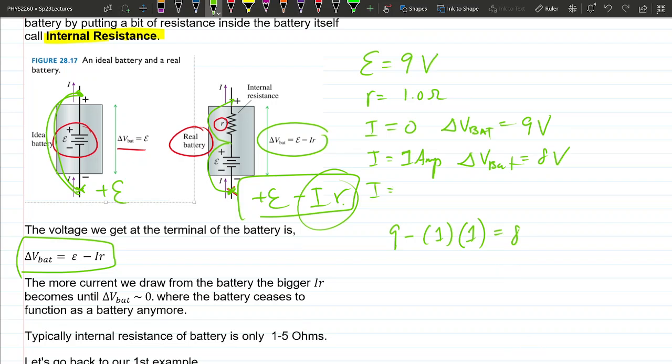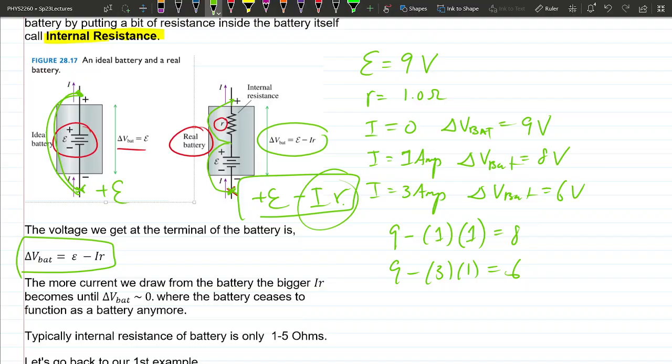Okay, let's say we draw 3 amps of current out of my 9-volt battery. This is the change in voltage in the battery. It's going to be 9 minus 3 times 1. That's going to give you 6, right? So basically, the battery becomes less and less effective the more current you're trying to draw out of it.